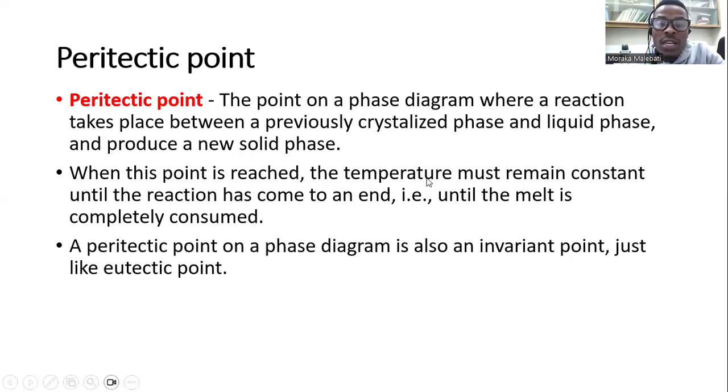When this point is reached, the temperature must remain constant until the reaction has come to an end, that is to say, until the melt is completely consumed. And a peritectic point on a phase diagram is also an invariant point. It means the degree of freedom is 0, which is why the system won't move when it is at this point, because the temperature is constant. But after you consume one of the phases, especially the liquid, then the temperature can go down and the system can now move.